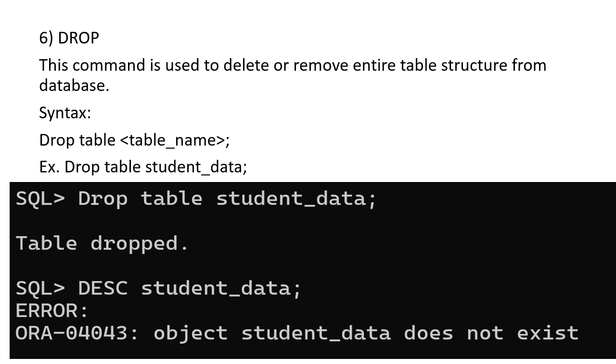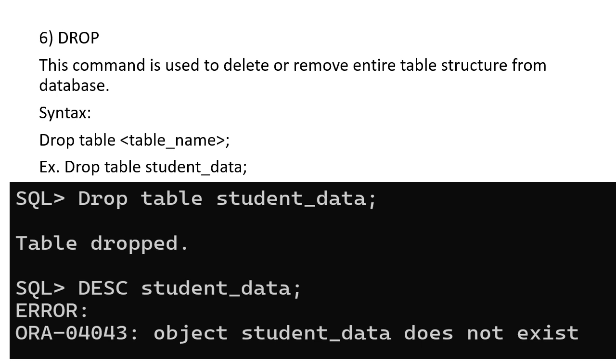Then the next command is the drop table command. This command is used to delete or remove the entire table structure from the database. And this is the main difference between the truncate and drop commands. Truncate removes the records from the table, but the table structure remains in the database. But the drop table command removes the data as well as the entire table structure from the database. So the syntax of the drop command is drop table name.